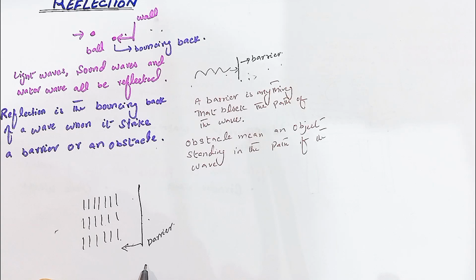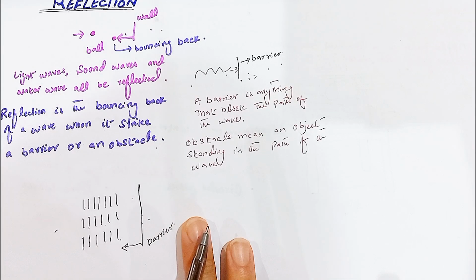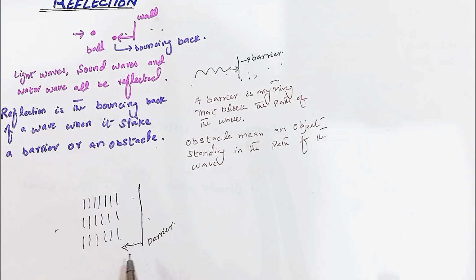When the reflection happens, the wave bounces back. So is its speed changed? No, its speed is not changed. Its speed remains the same. Frequency remains the same. Wavelength remains the same. Only the direction is changed when it bounces back. In the reflection case, only the direction is changed. Speed, wavelength, and frequency remain the same.